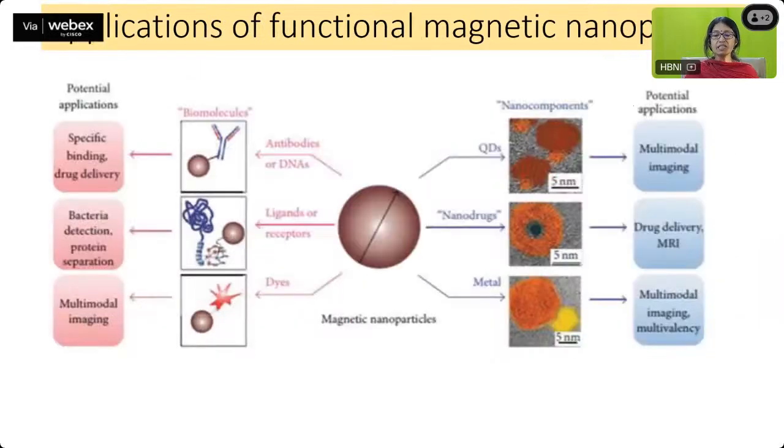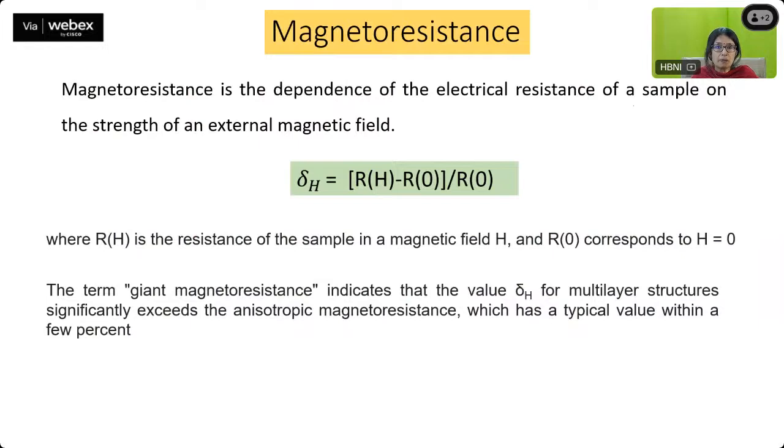So these are the different applications of functional magnetic nanoparticles. You can have these magnetic nanoparticles which can be used as quantum dots, as nanodrugs, as metals. Then you can find application as antibodies or DNAs, ligands or receptors, dyes. It can be used for specific binding of drugs, drug delivery, bacteria detection, multimodal imaging. So these are all, it can be used in MRIs. There are different applications of these different functional magnetic nanoparticles.